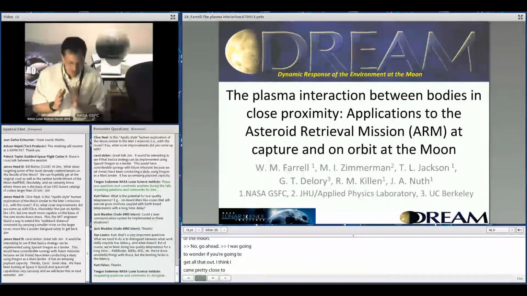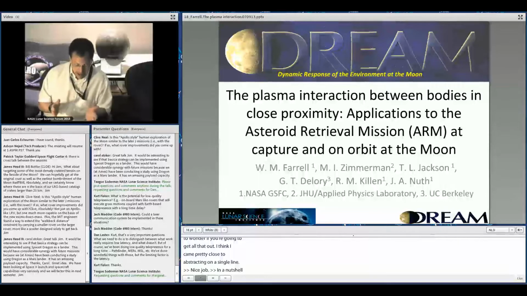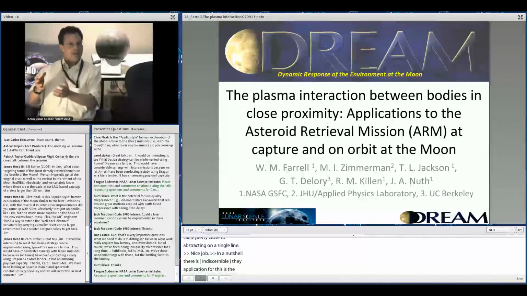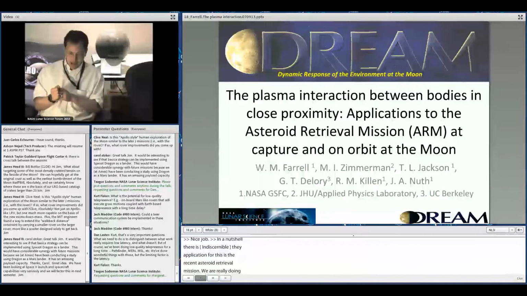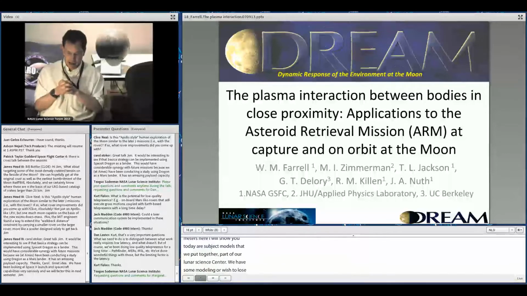Well, really, in a nutshell, there's a much simpler title to this, and that is, how are two bodies of about 5 meters in size electrically connected in the solar wind? And the application for this is this recently suggested asteroid retrieval mission, because in fact you're really dealing with bodies about 5 to 7 meters in close interaction. So what I'll show you today are some DREAM models that we put together for part of our Lunar Science Center. We have some modeling where we show these objects coming together, really codes being developed by Mike Zimmerman and Andrew Poppe.